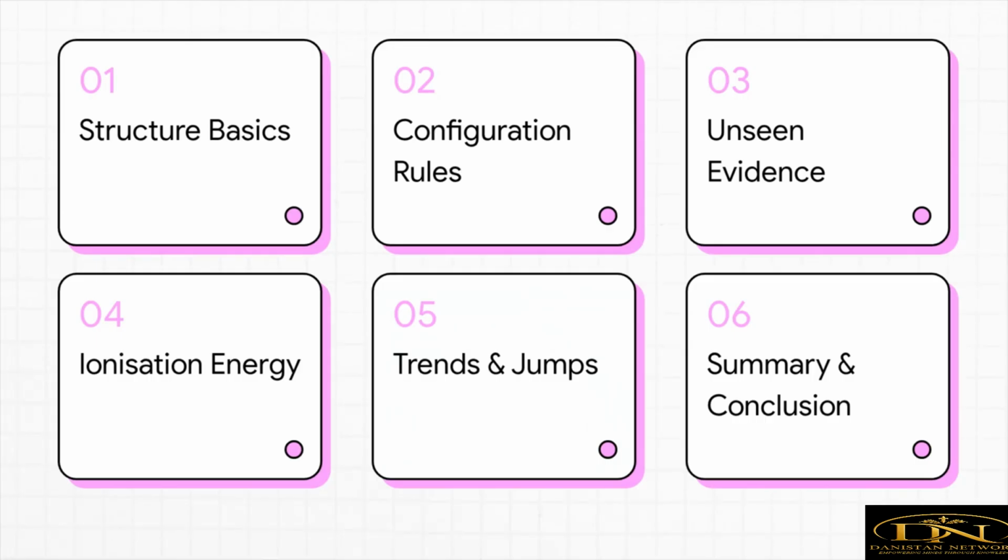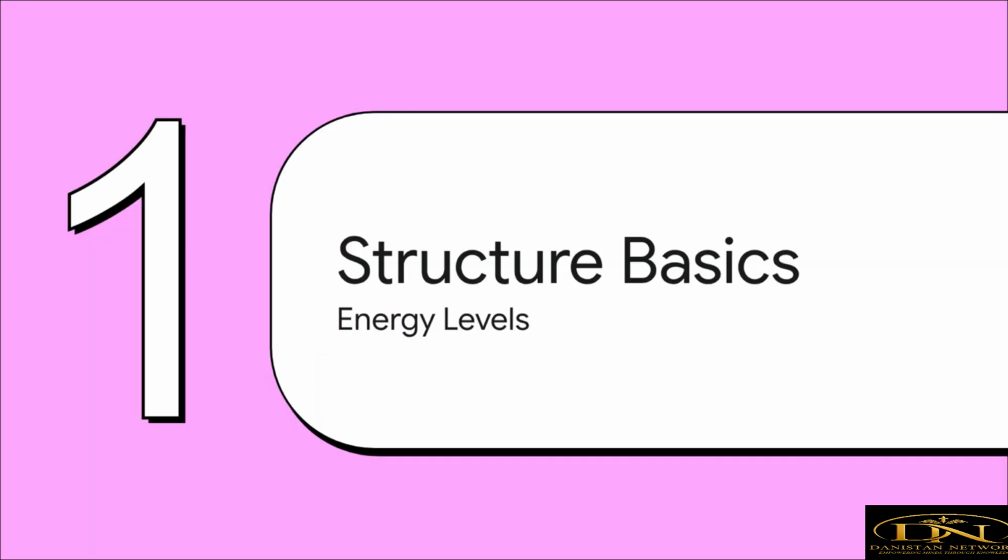Here is our agenda for this explainer. 1. The electronic structure basics. 2. Rules of electronic configuration. 3. Evidence from the unseen. 4. Defining ionization energy. 5. Trends and quantum jumps. And finally, 6. A high-yield summary and conclusion. Let's dive right in. Section 1.